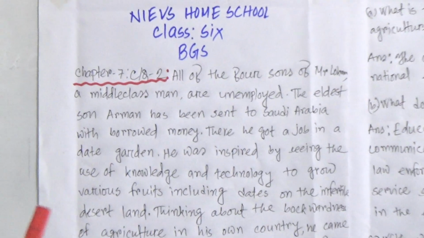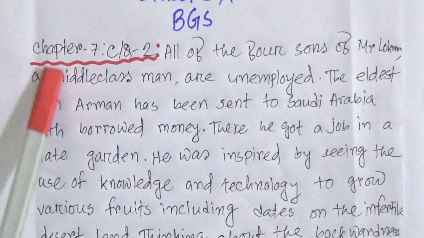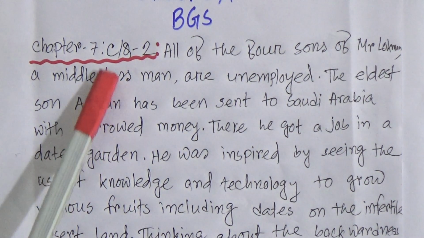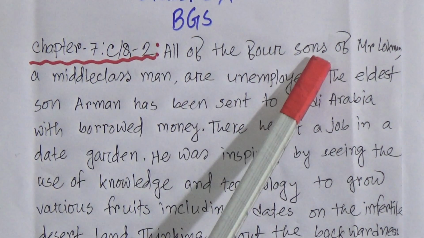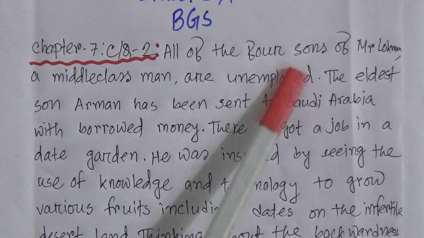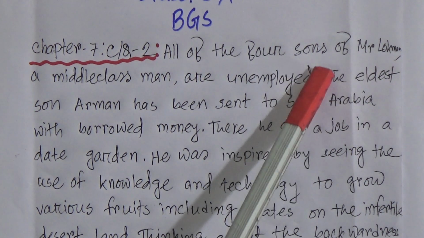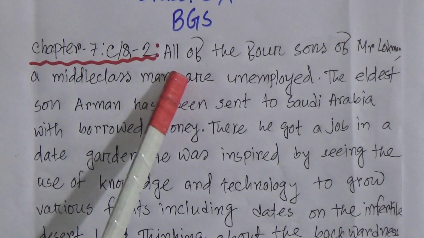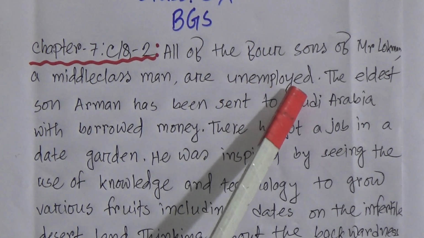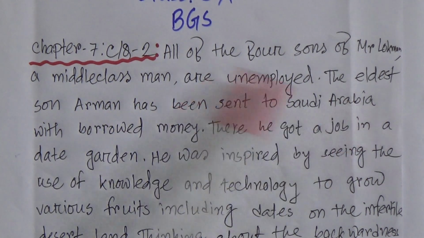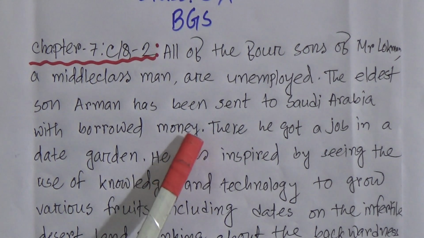Yes friends, to solve any creative question, first of all we need to understand the STEM, and then we will try to solve it. Okay, the STEM is about all of the 4 sons of Mr. Lokman, a middle class man, are unemployed. That means Mr. Lokman is a middle class man and he has 4 sons, and all the 4 sons are unemployed. The eldest son, Arman, has been sent to Saudi Arabia with borrowed money.